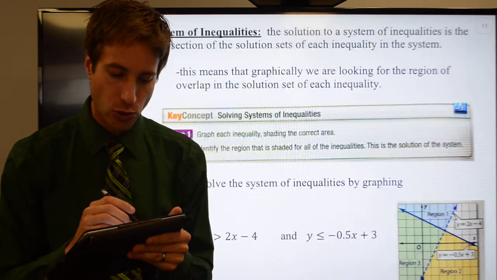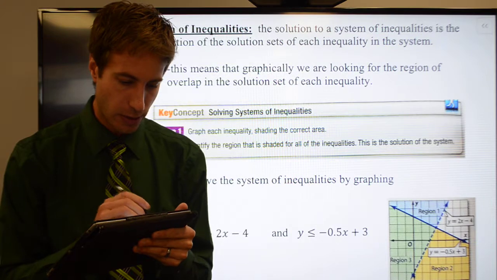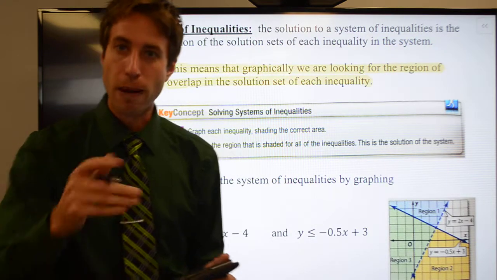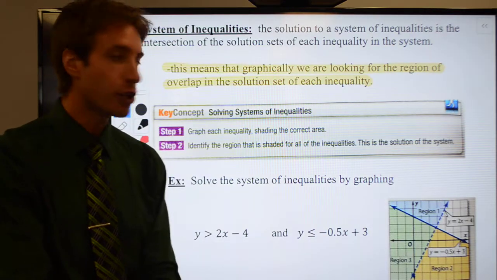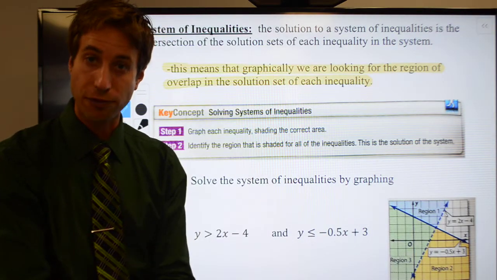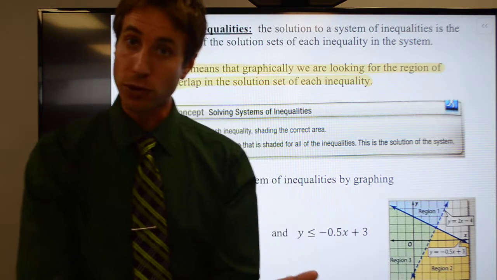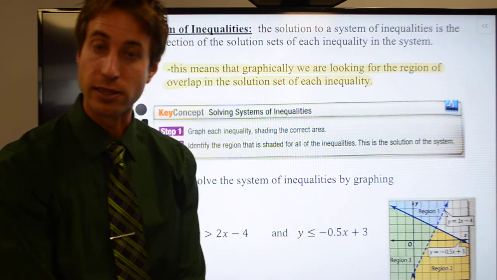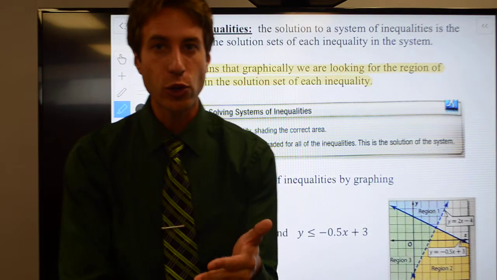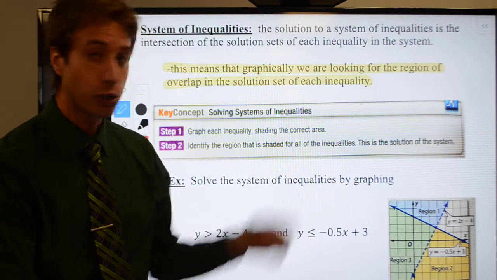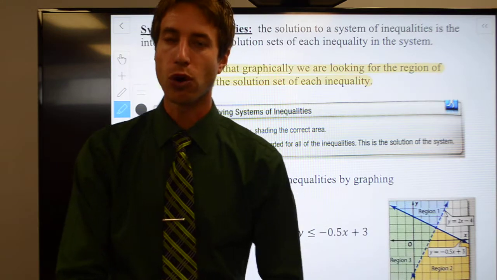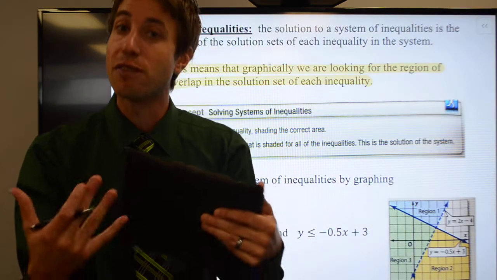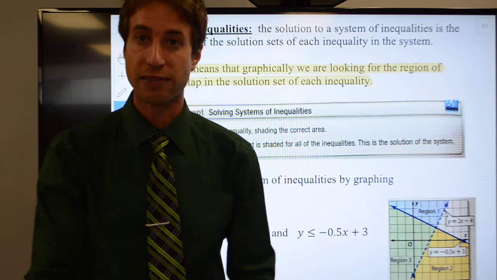It turns out that graphically, remember, when you graph an inequality, you are going to be shading the graph. So if you graph multiple inequalities, you'll have several regions that are shaded. And what you're looking for as the solution to the system of inequalities is where all of that shading overlaps. Where is the region of overlap when we have done our shading?